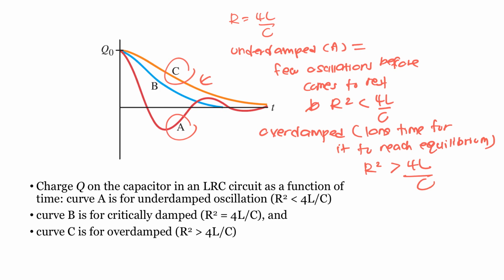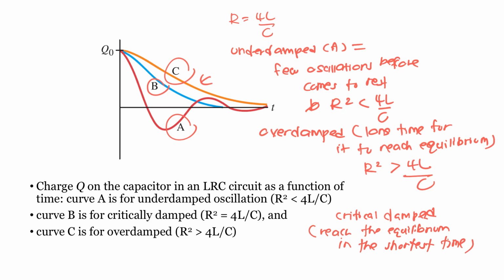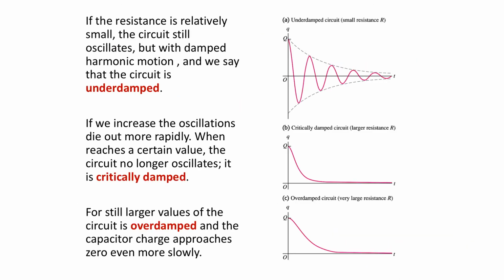Okay, and the last one is critical damping. Critical damping is the value of B at which the system reaches the equilibrium position in the shortest time, which means the damping value will be equivalent to R squared equals 4L over C. Okay, so I already explained the difference between underdamped, critically damped, and overdamped.